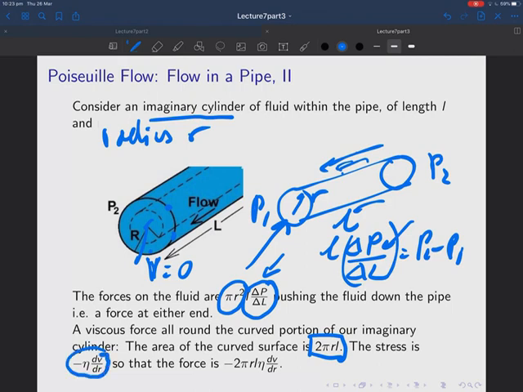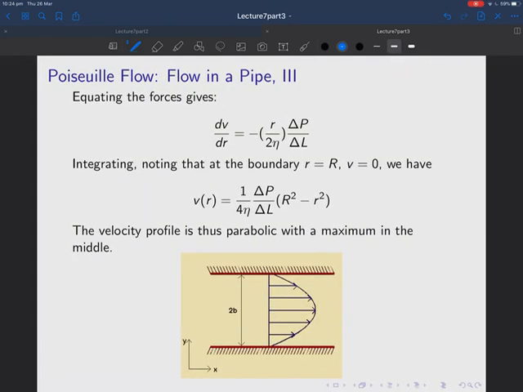Okay, force per unit area times the area gives you the force. So the stress is the force per unit area, so it's minus eta dv/dr. The force we have is just the multiplication of those two things, and that's the force on our pipe due to the viscous drag effect of all the other bits of the flow. So we're just balancing two forces here. The pressure forces are balanced against the viscous flow. And when we equate them, we end up with that equation there.